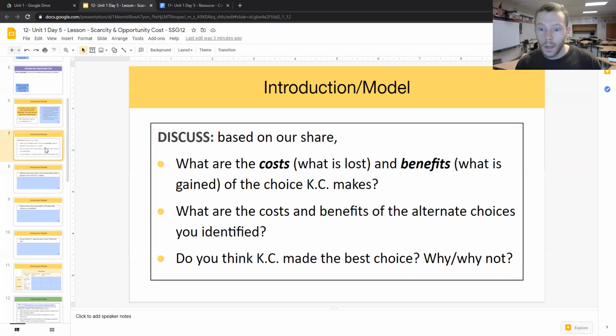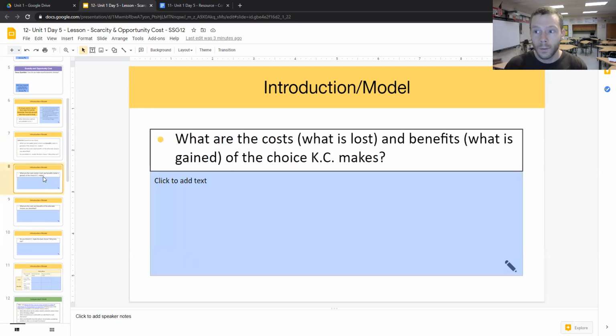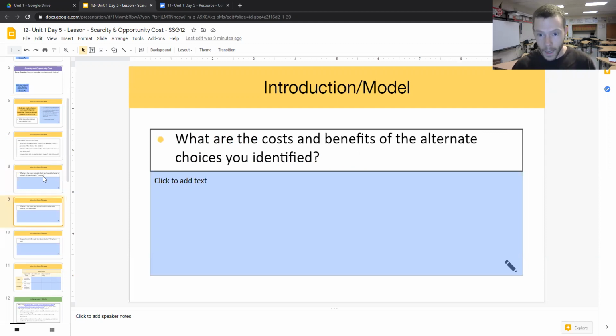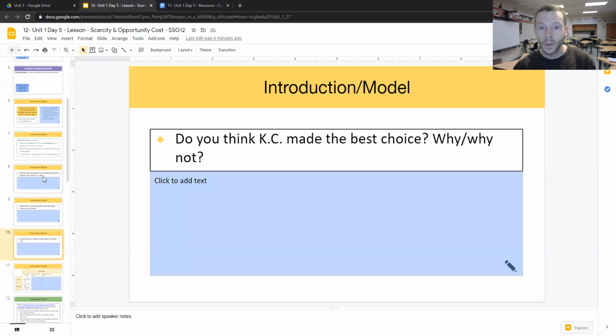And then your teacher may give you a specific decision that Casey made, and you want to evaluate whether or not Casey made the best choice for their own life in the short term and maybe even in the long term, considering how they might do on future exams. So again, breaking this down, your teacher will probably provide you these slides where you can type in your answers to the first question, examining the costs and the benefits of the choice that Casey makes, and looking at the costs and benefits of the alternative choices that you identified.